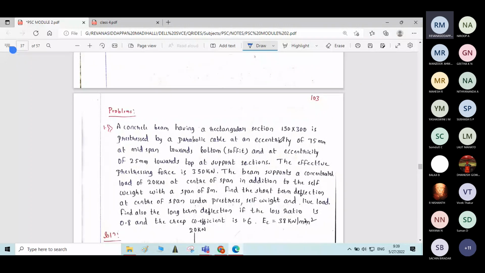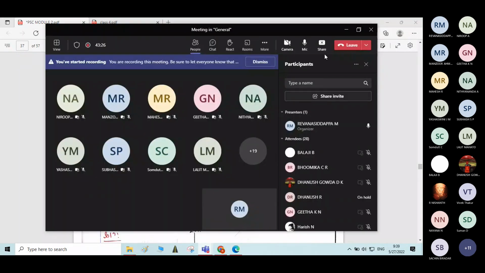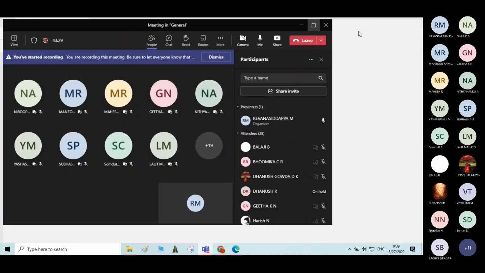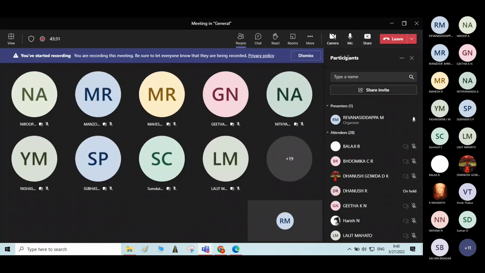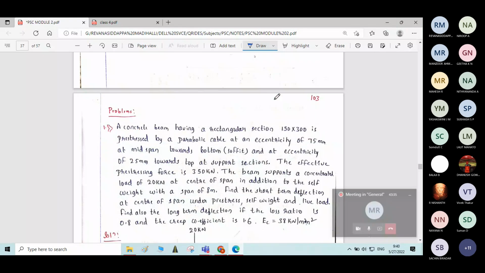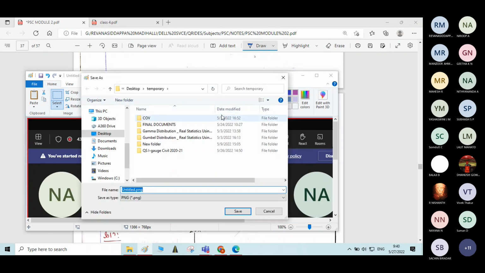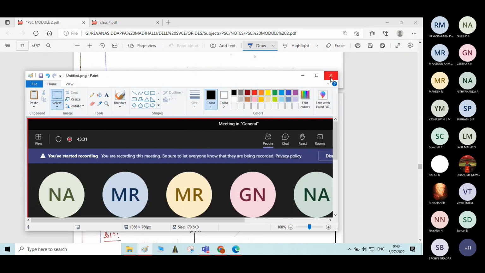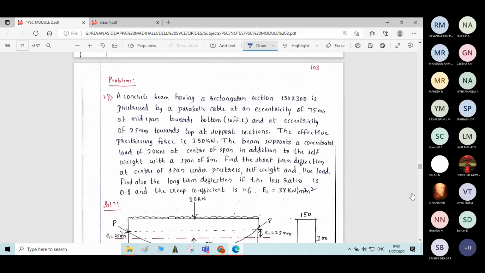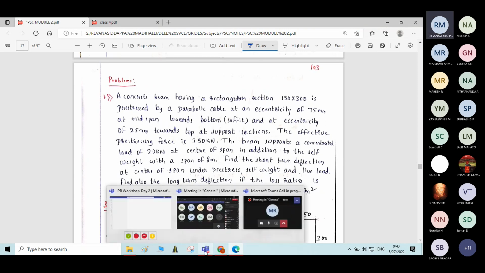All of you read this problem. We'll solve a problem now. All of you please write this problem. Read this problem, all of you. Take 1 or 2 minutes to write the problem.